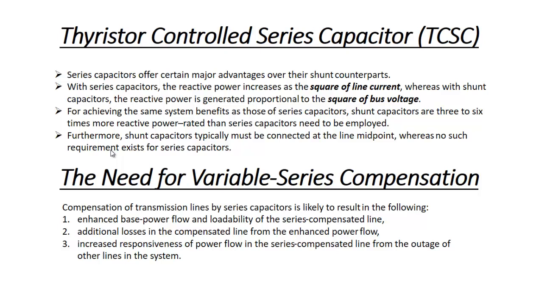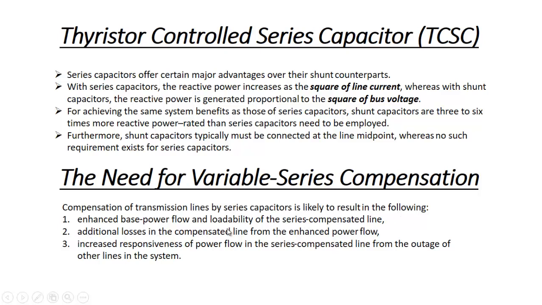Usually, we don't want the series compensation to be fixed; it should be variable depending upon the requirement. Sometimes it may be required as 20%, 30%, 50%. It should not be a fixed one, because it should depend upon the requirement, and as per the requirement we should be able to change the series compensation. So compensation of a transmission line by series capacitor is likely to result in the following advantages.